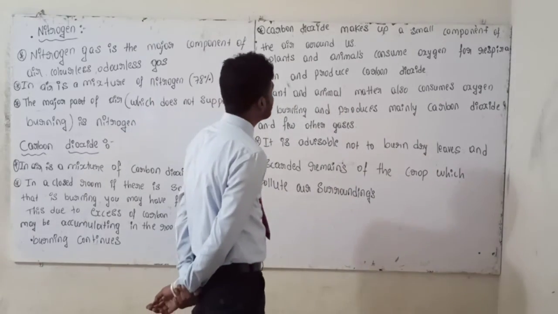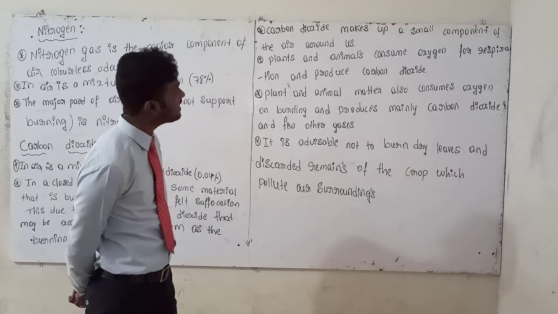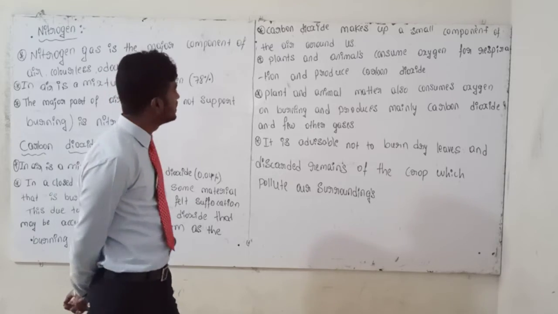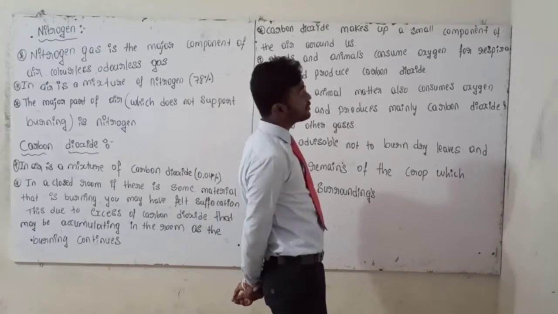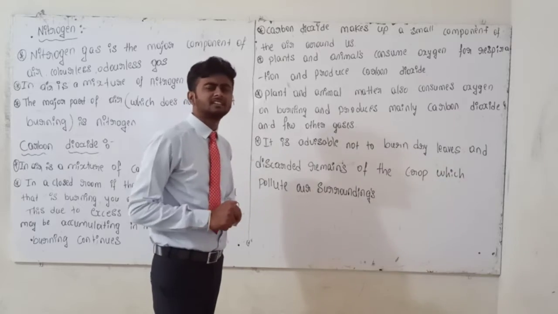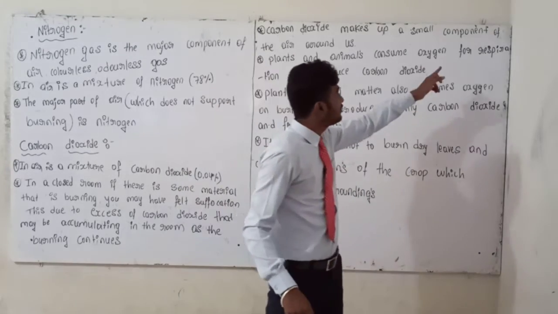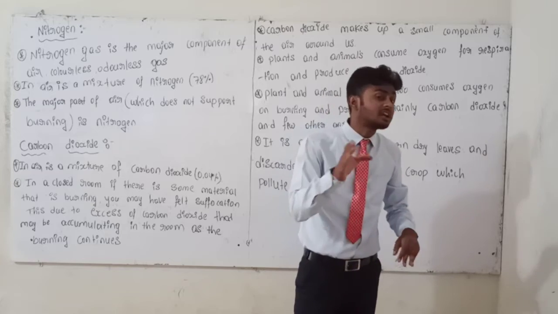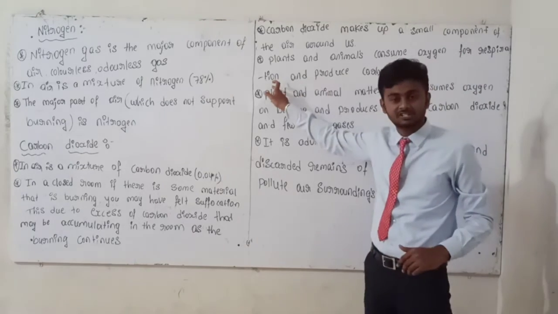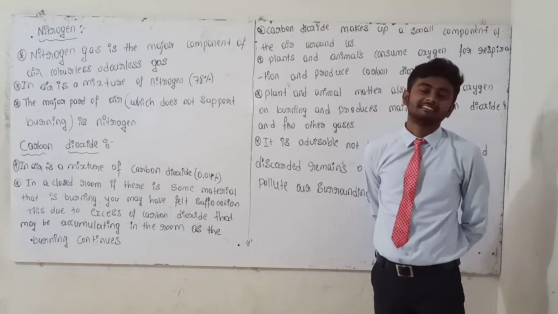Carbon dioxide makes up a small component of the air around us. And the plants and the animals consume oxygen for respiration and produce carbon dioxide. You know already from the last class.